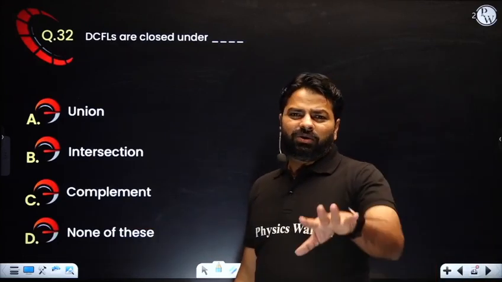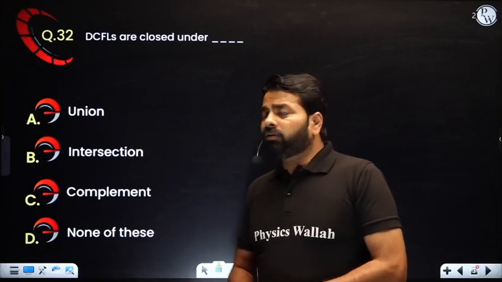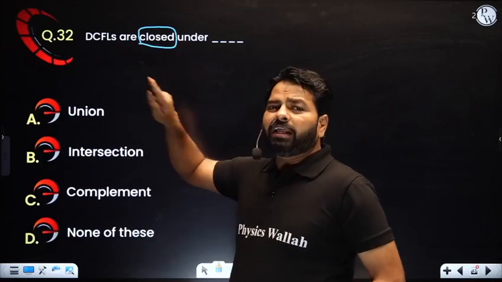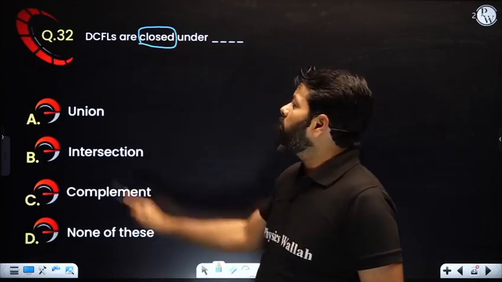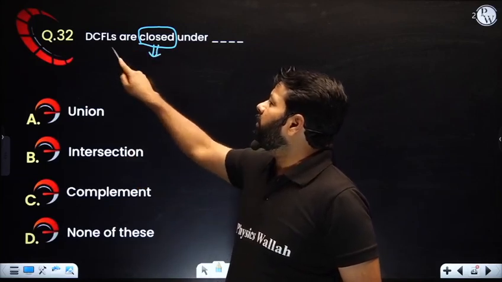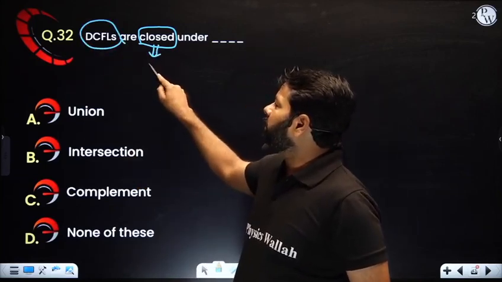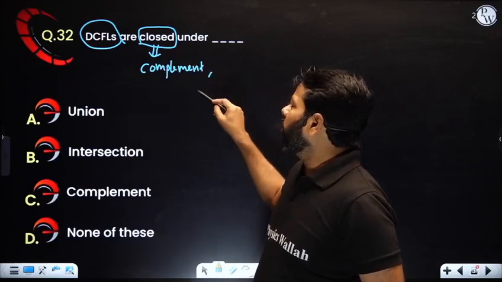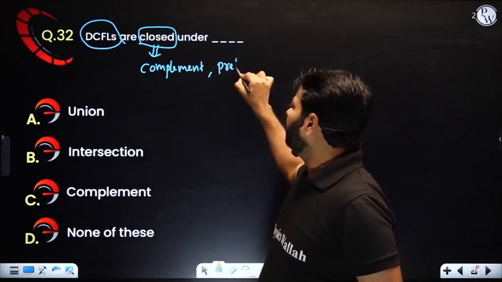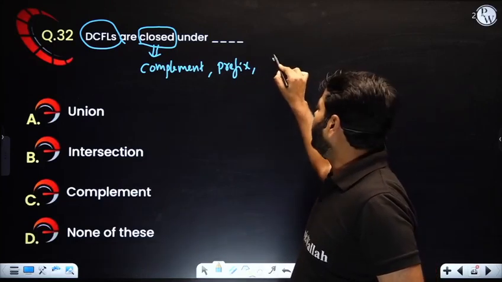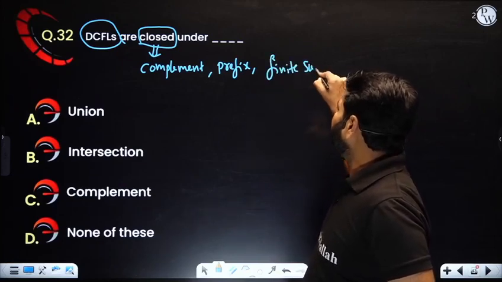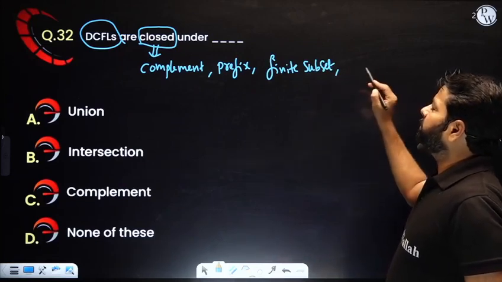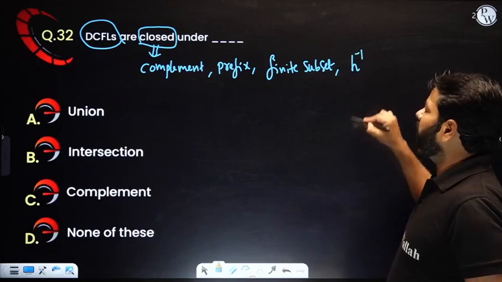DCFLs are closed under. Can you conclude now what DCFLs are closed under? In case you have not studied, just remember these points. When they are asking about closed, only a few operations are closed for DCFLs. What are closed for DCFLs? One is the complement, other one is prefix, very important, other one is finite subset, and another one is H inverse, inverse homomorphism.